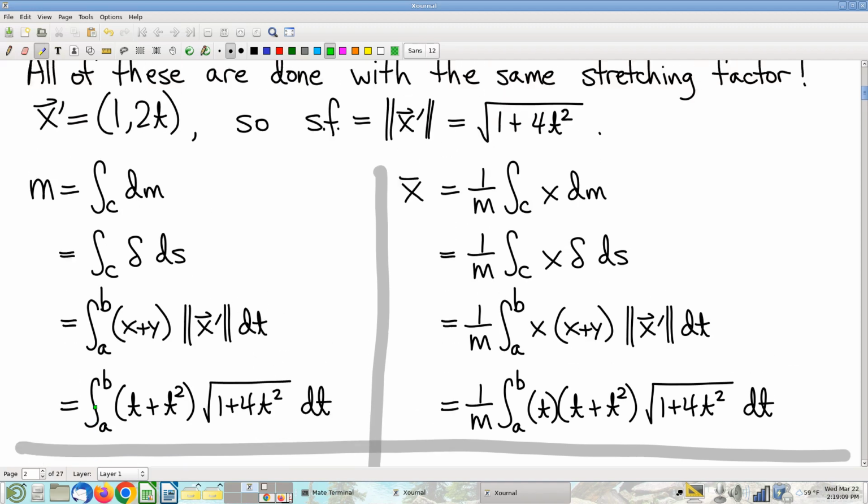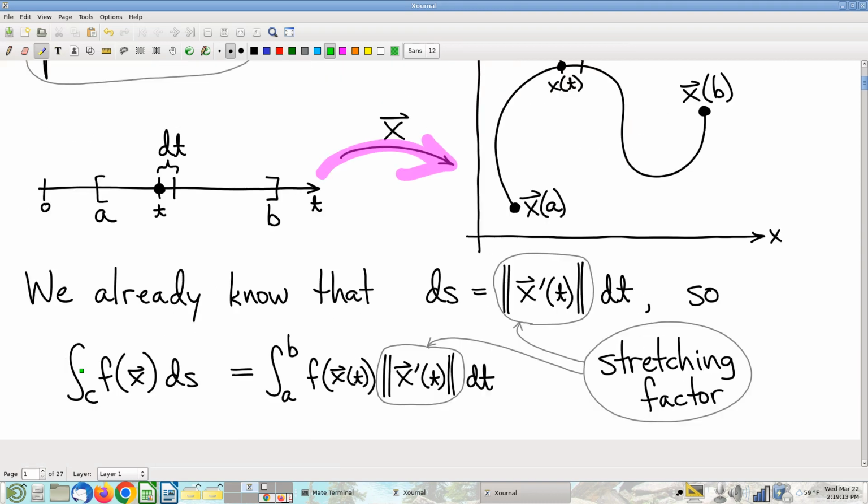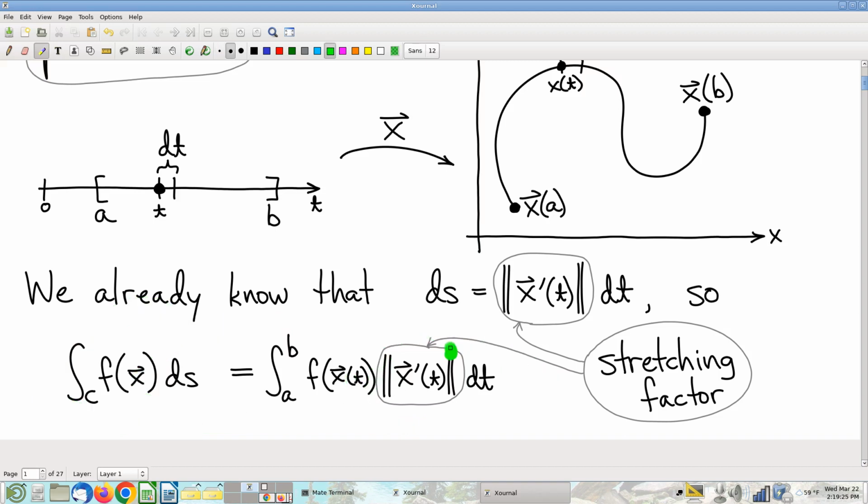Well, now we've got line integrals. We want to plug into this formula here for computing a line integral, right? I have a bunch of line integrals I want to be able to compute. This formula here says I'm apparently going to need to know this stretching factor. I'm going to need to know the magnitude of x prime. So let's go ahead and do that.